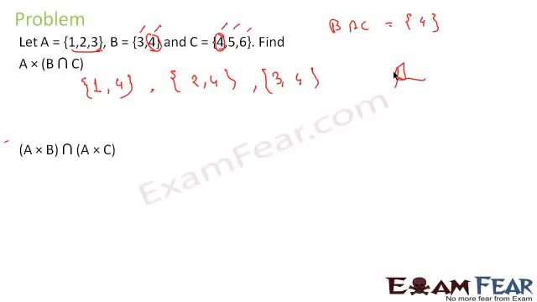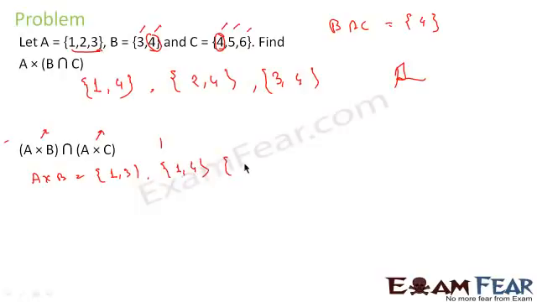Now let me take one more example wherein we are finding A cross B intersection A cross C. For that, first we have to find A cross B and A cross C, and then take the intersection of those. So let's find A cross B. First element of A, 1, with first element of B, 3, correct? And then first element of A, 1, and second element of B, 4.